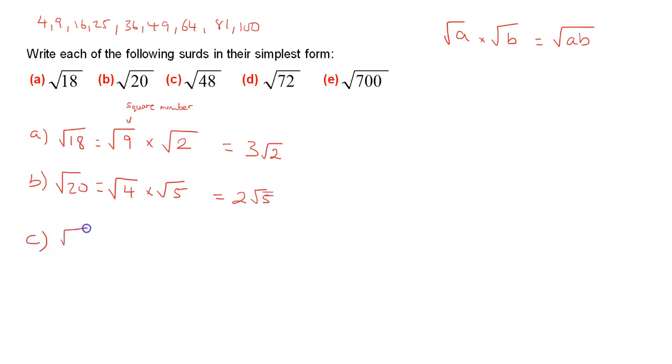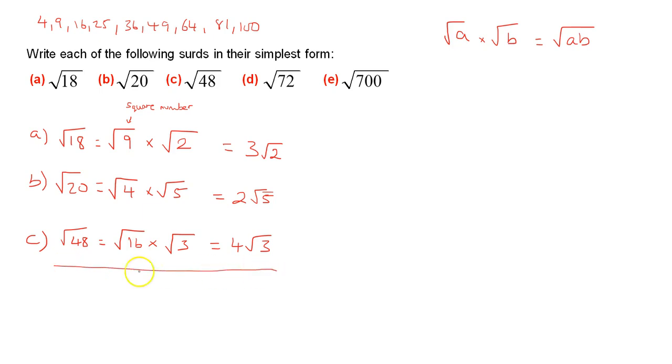With C, I've got root 48. Now for this one here, there are different ways you can approach it. So the easiest way to do it is to look for the largest square number. So the largest square number that goes into 48 is 16, so that'd be 16 times 3, which gives you 4 root 3. If you can't find a large enough square number, you can do this in more than one step, so I'll show that underneath.